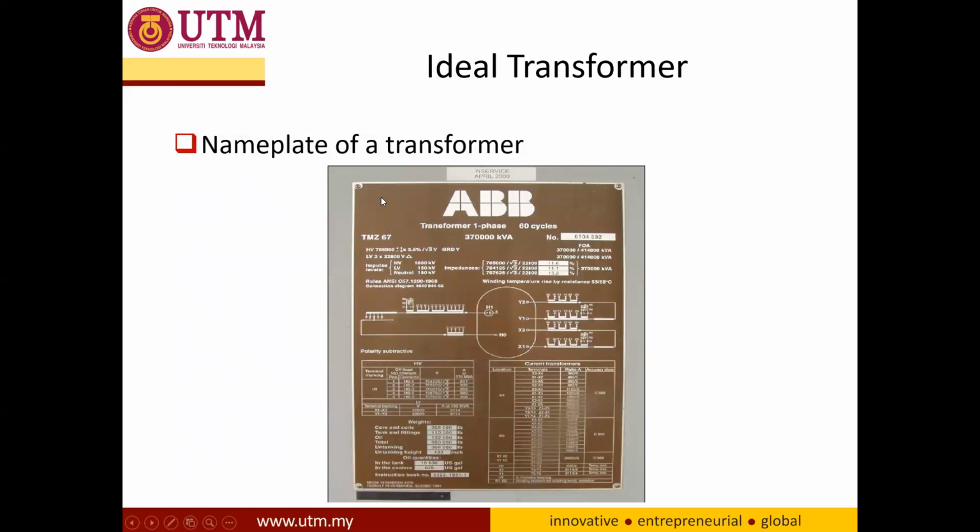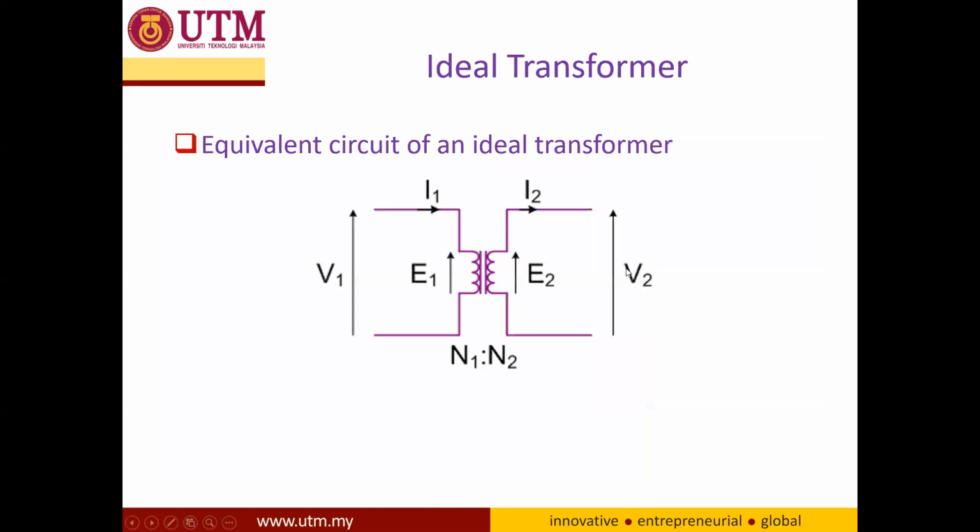And this is the nameplate of the transformer. Usually the nameplate is for a higher capacity, big transformer. When you have a big transformer, you will have this nameplate that shows all the ratings and other information about the transformer. And so this is the ideal transformer. Lastly, the model that we use.